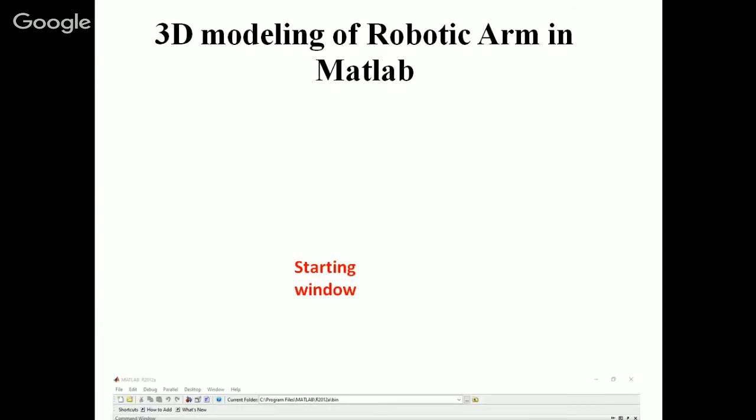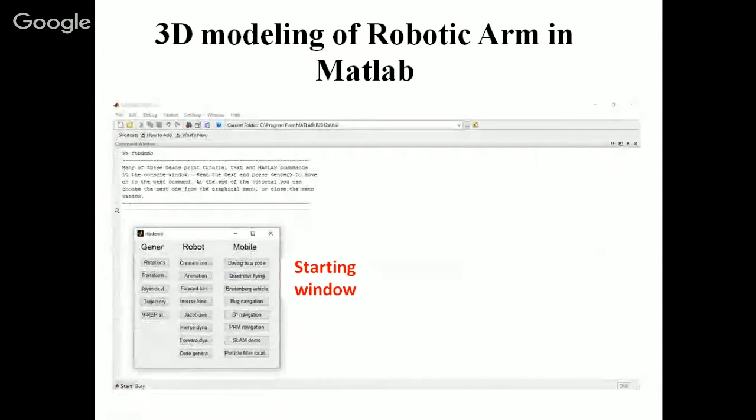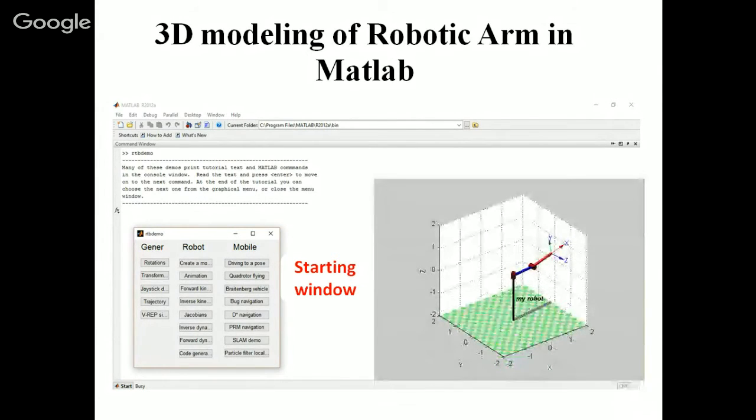This is the starting window. We have to write RTB demo in the MATLAB command window. Before that, you have to install the RTB tool, which was designed by Peter Corke, the professor in Queensland University, Australia. This is the simulation of the 2 degree of freedom robotic arm in MATLAB.